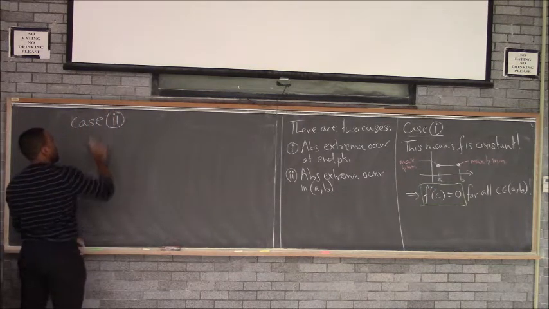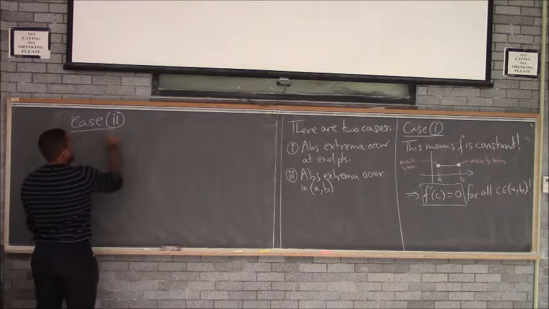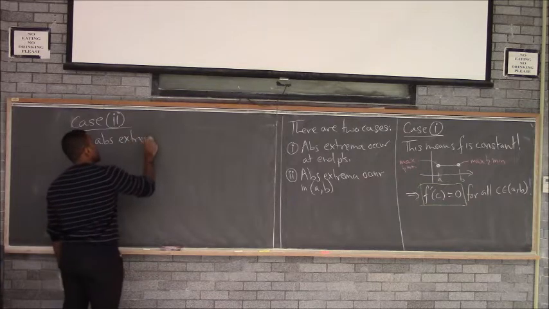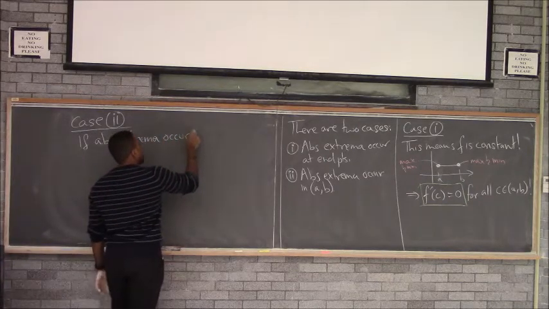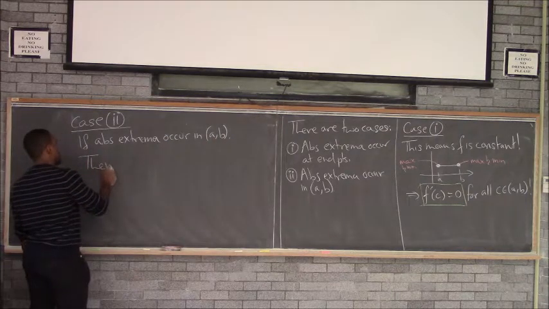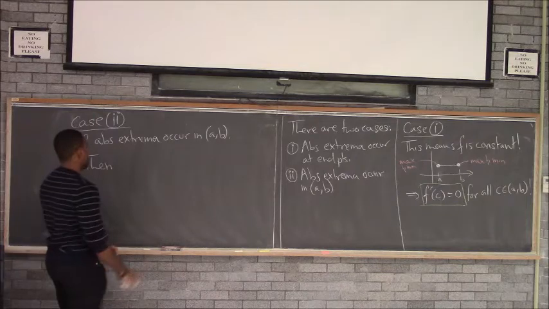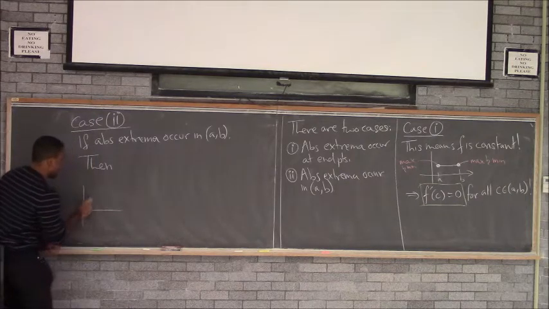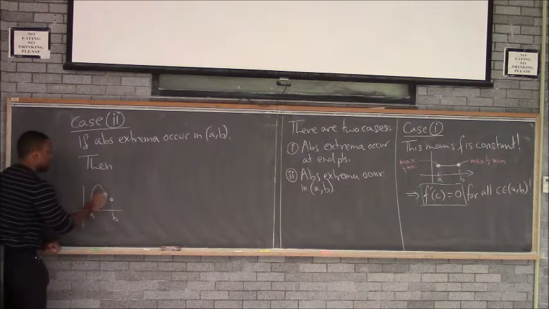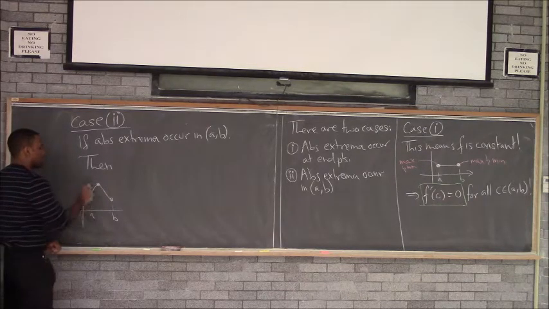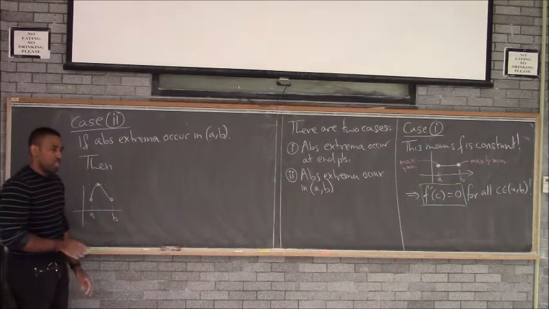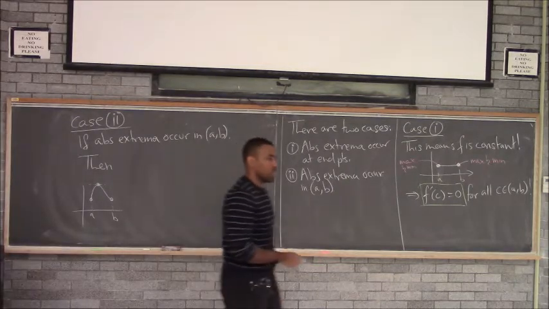Case II. If the absolute extrema occur in the open interval, then the situation I'm in is, okay, here's your A, here's your B. Let's say the absolute max, for example, occurs somewhere in the middle. How do I know that the derivative has to be 0 at some point?